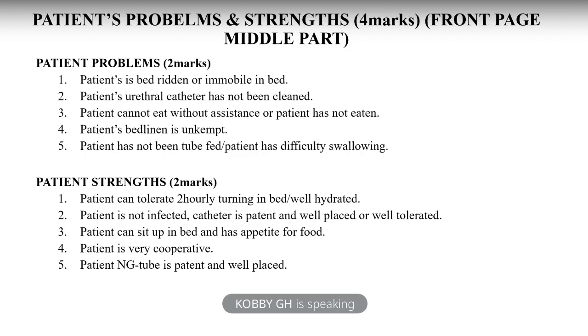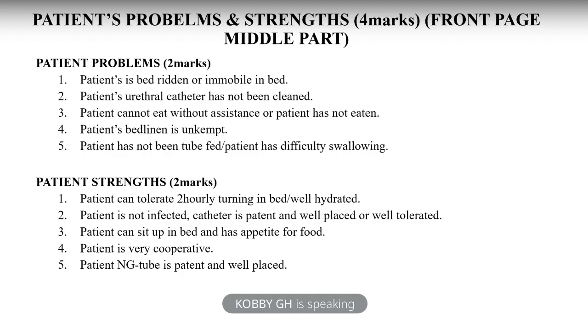So patient has not been tube fed. That is when it becomes a problem, meaning the patient has not been given tube feeding. Okay, that is when it becomes a problem. But the NG tube being in situ is not a problem. Then the strength for that is patient's NG tube is patent and well placed. That is a strength. Is that okay?